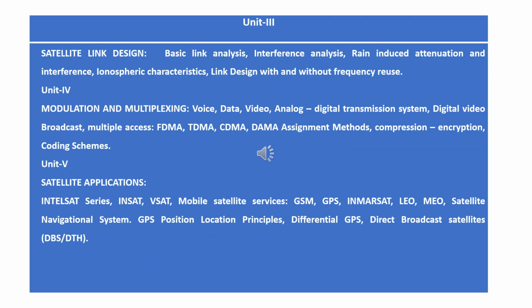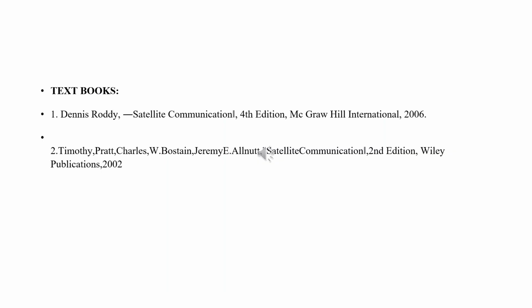Unit 3 will include satellite link design that will cover basic link analysis, interference analysis, rain-induced attenuation and interference, ionospheric characteristics, link design with and without frequency reuse. Unit 4 will consist of different kinds of modulation and multiplexing techniques in the context of satellite communication, and different coding schemes. Unit 5 will consist of applications of various satellites.